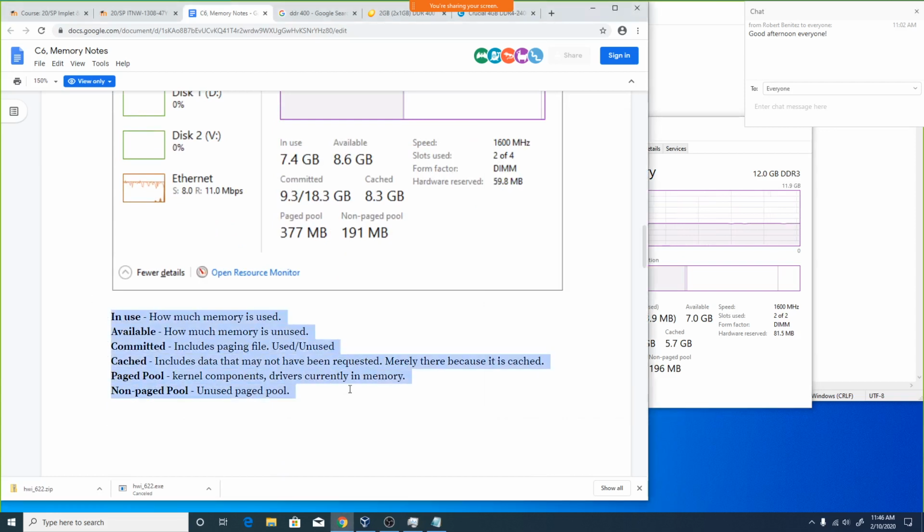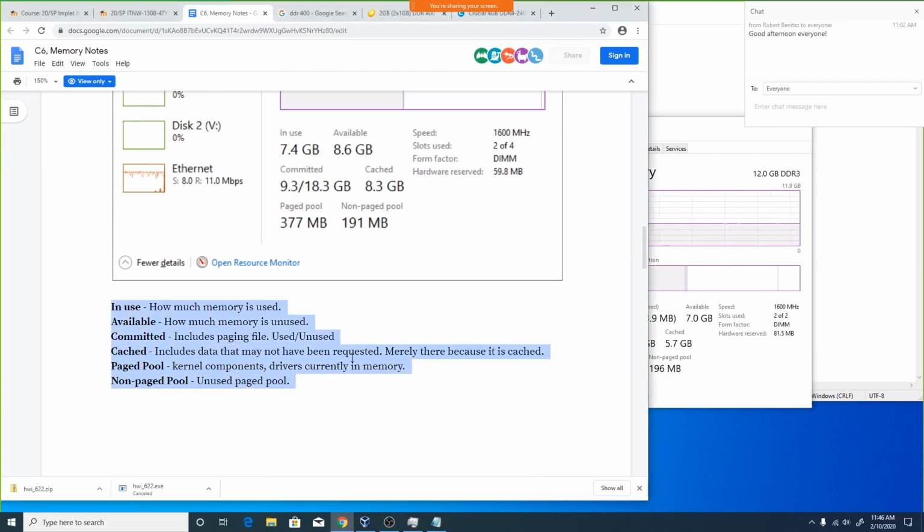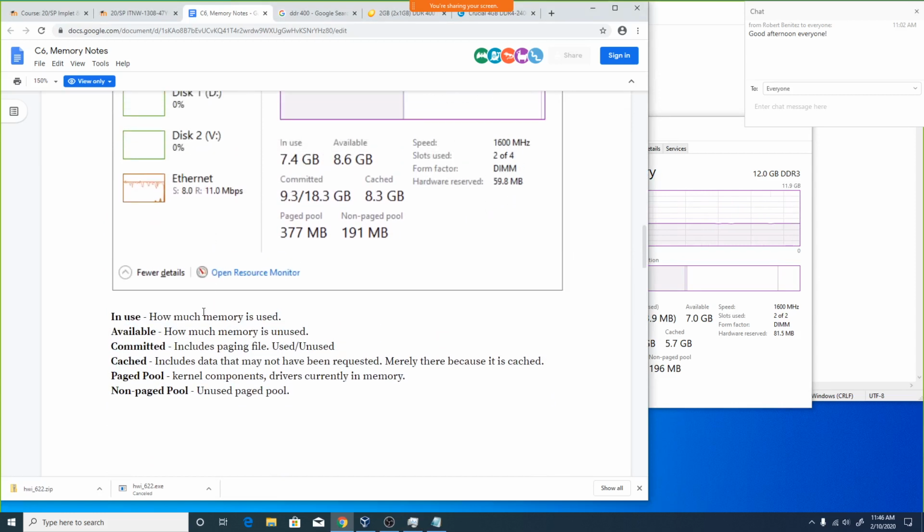So this is kind of defined by these. In use is actually how much memory is used. Available is the opposite of that, whatever you're not using at the moment. Committed. Now, this is a little different. Committed takes into account the paging file.